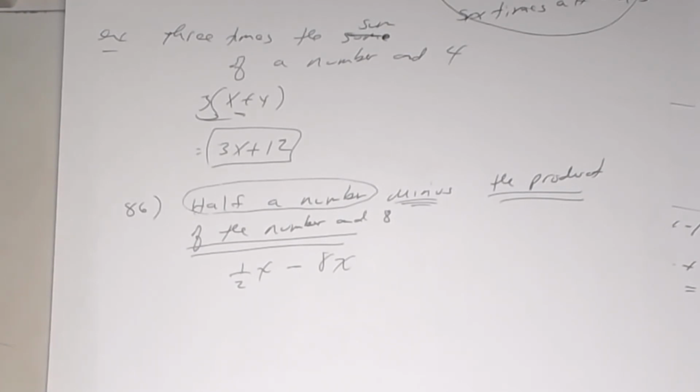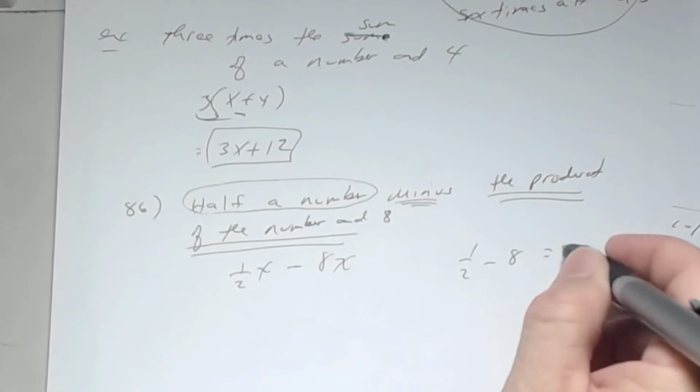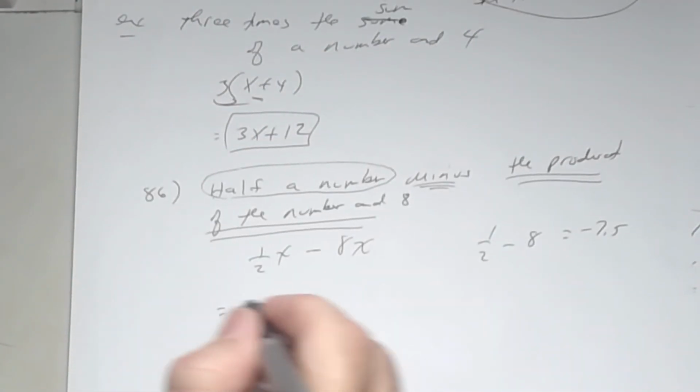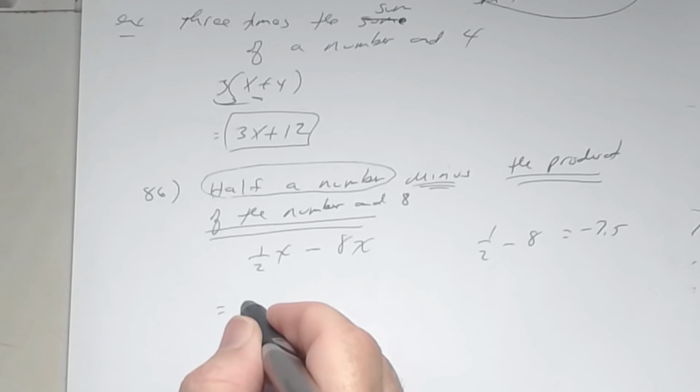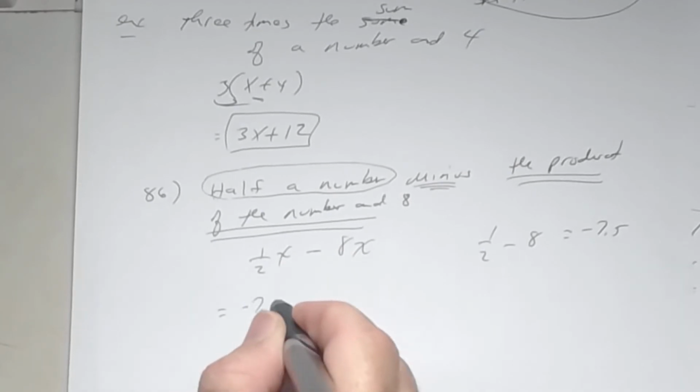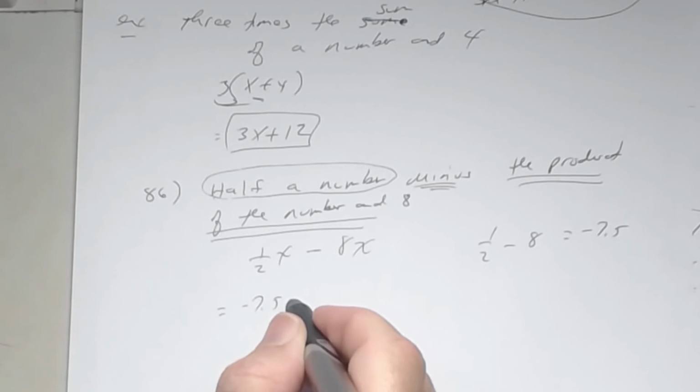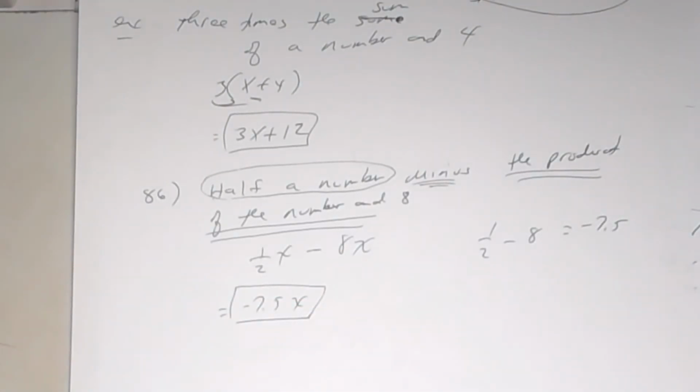Okay. Now let's combine like terms. What's a half on your calculator? Tell me what a half minus 8 is. Negative 7.5 there, right? Y'all agree? So what's this answer? Negative 7.5 what? x. Right? So a half x minus 8x is negative 7.5x. Okay, so that was the end of this section. That's all you have to do here.